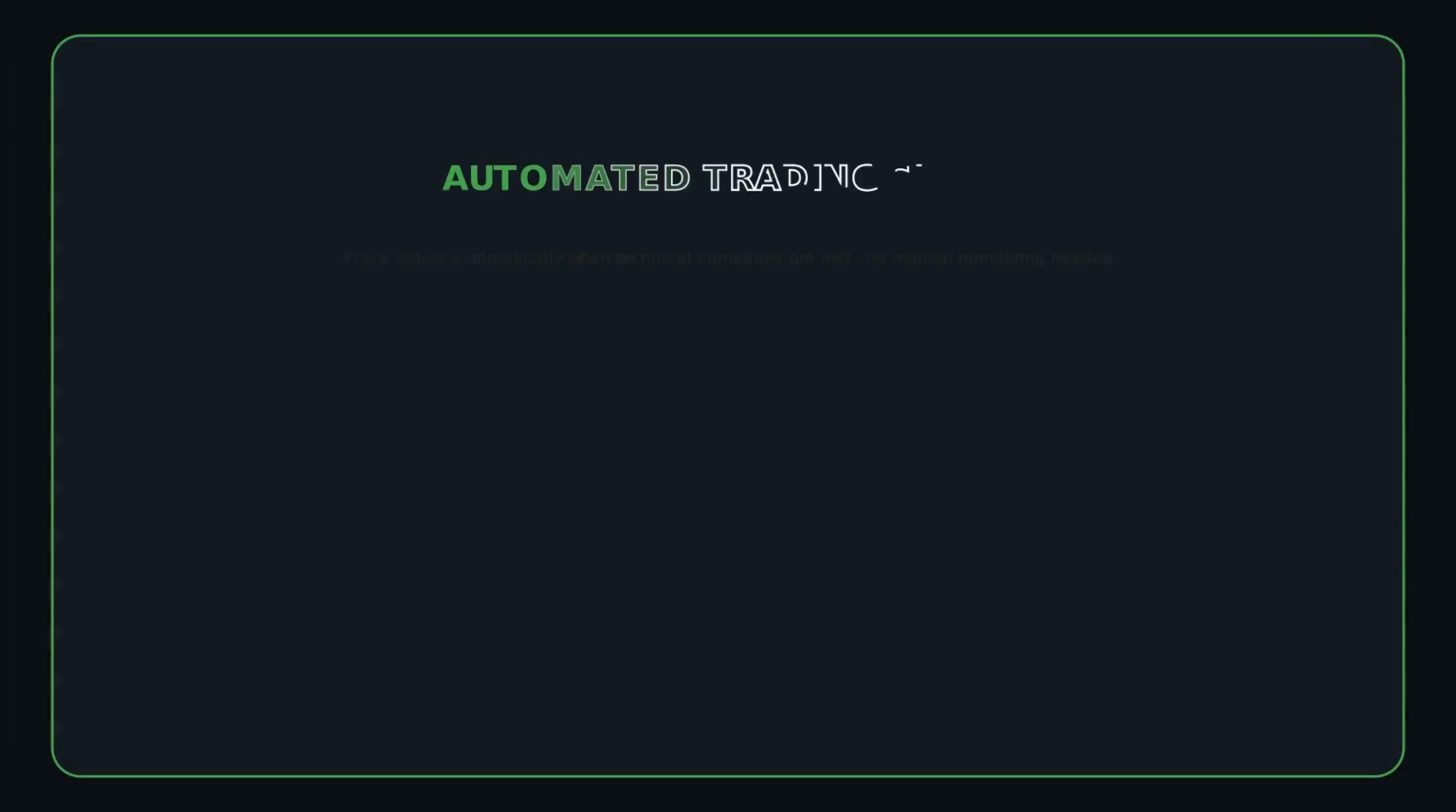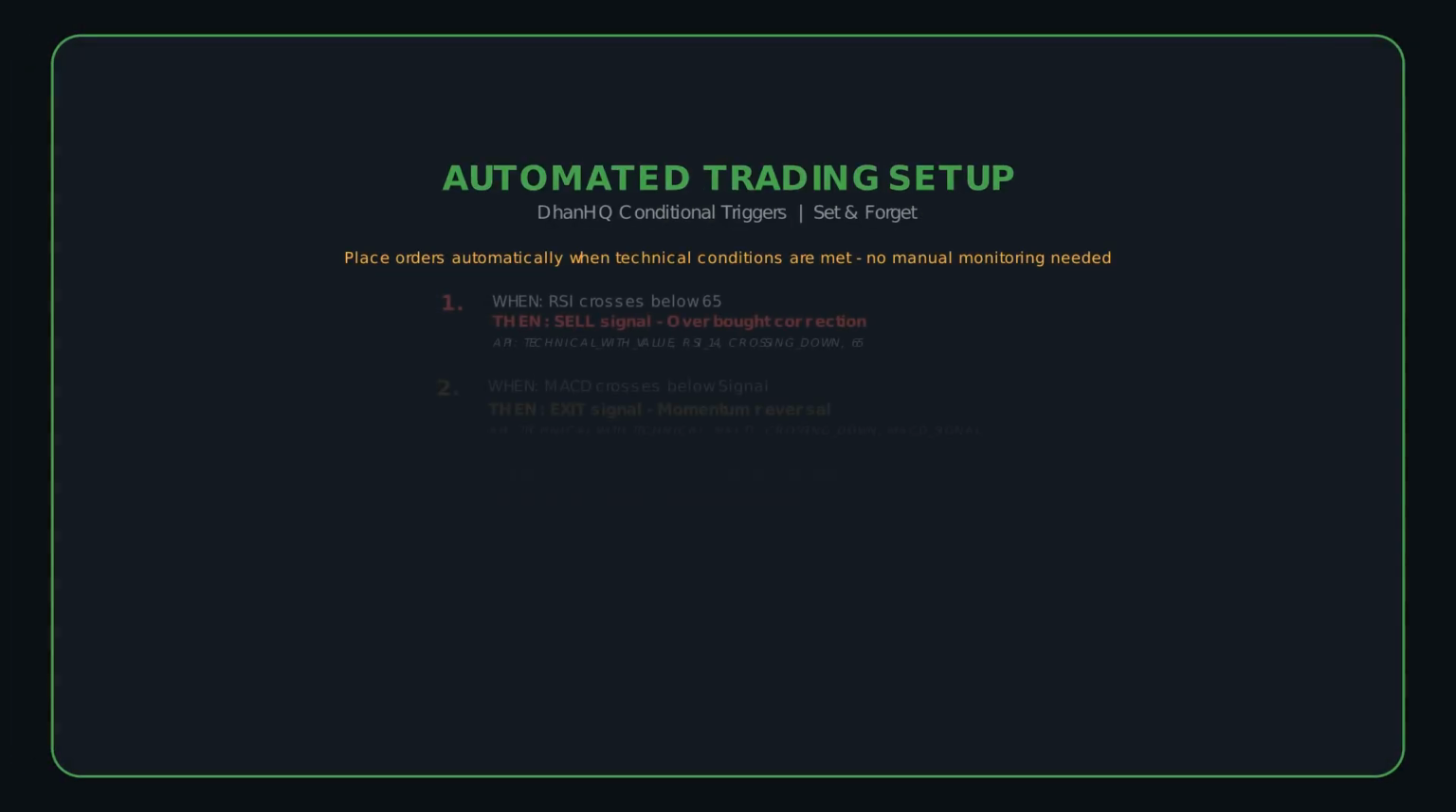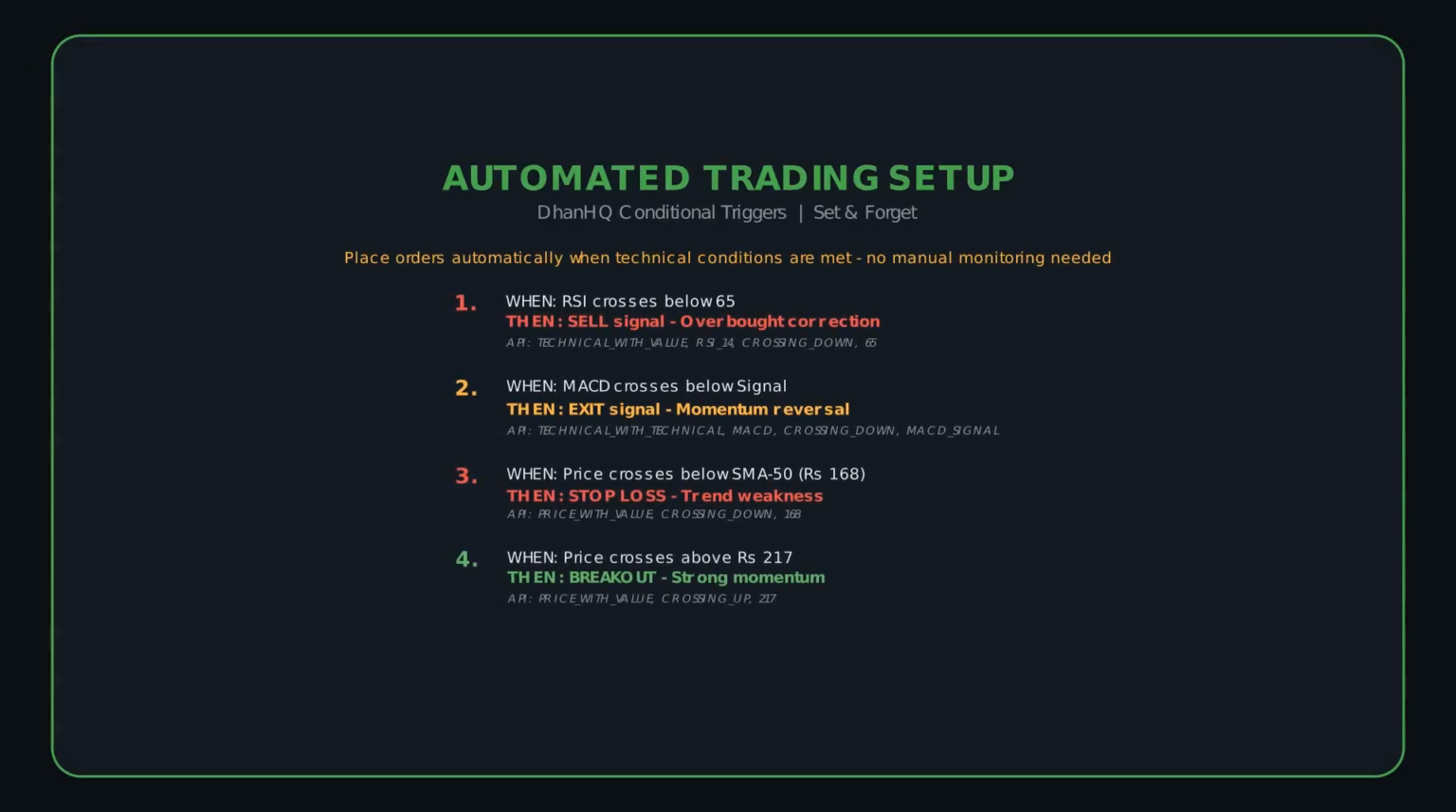Now, how do you automate these signals to maximize returns? The DHQ Conditional Trigger API lets you place orders automatically when exact technical conditions are met. No screen watching, no emotion, just math executing your strategy. Based on the current analysis of Tata Steel Limited, here are intelligent trigger setups you can configure right now.